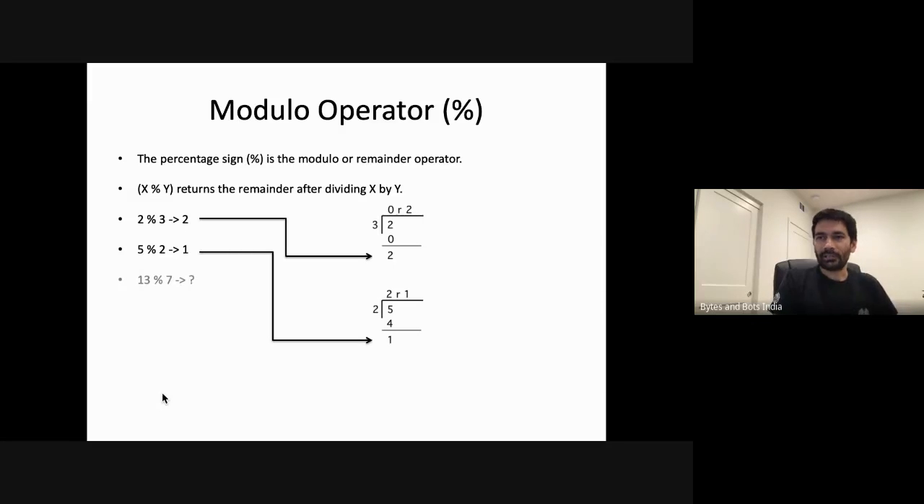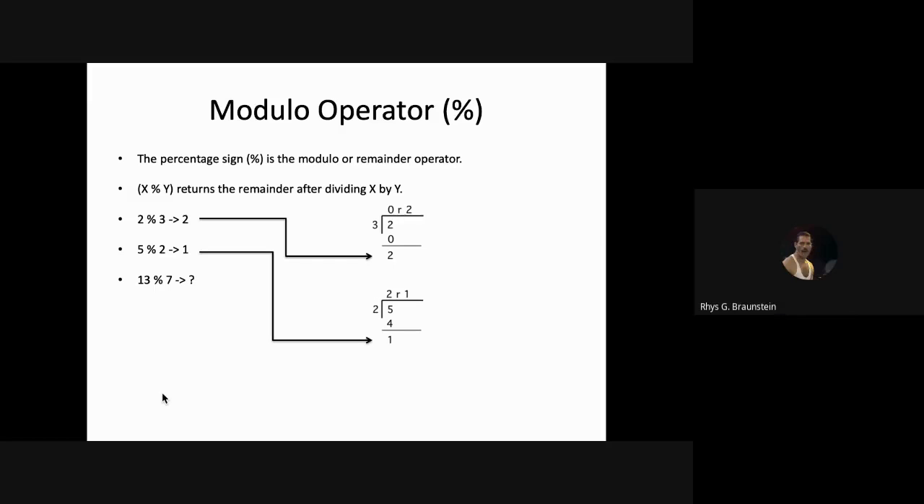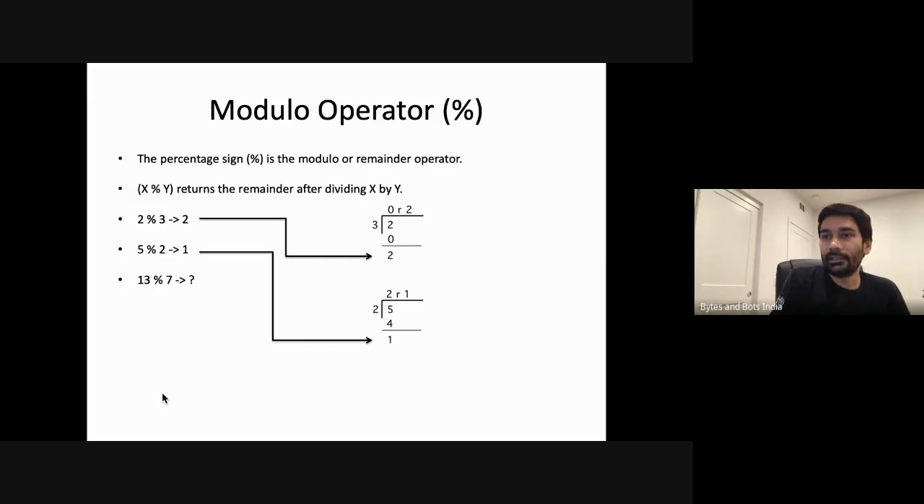Now here comes the question. What will be the remainder of 13 divided by 7? 13 modulo 7, what will be the remainder? Rish, do you want to take a stab? The answer is 6. The remainder is 6. All right. That's right.